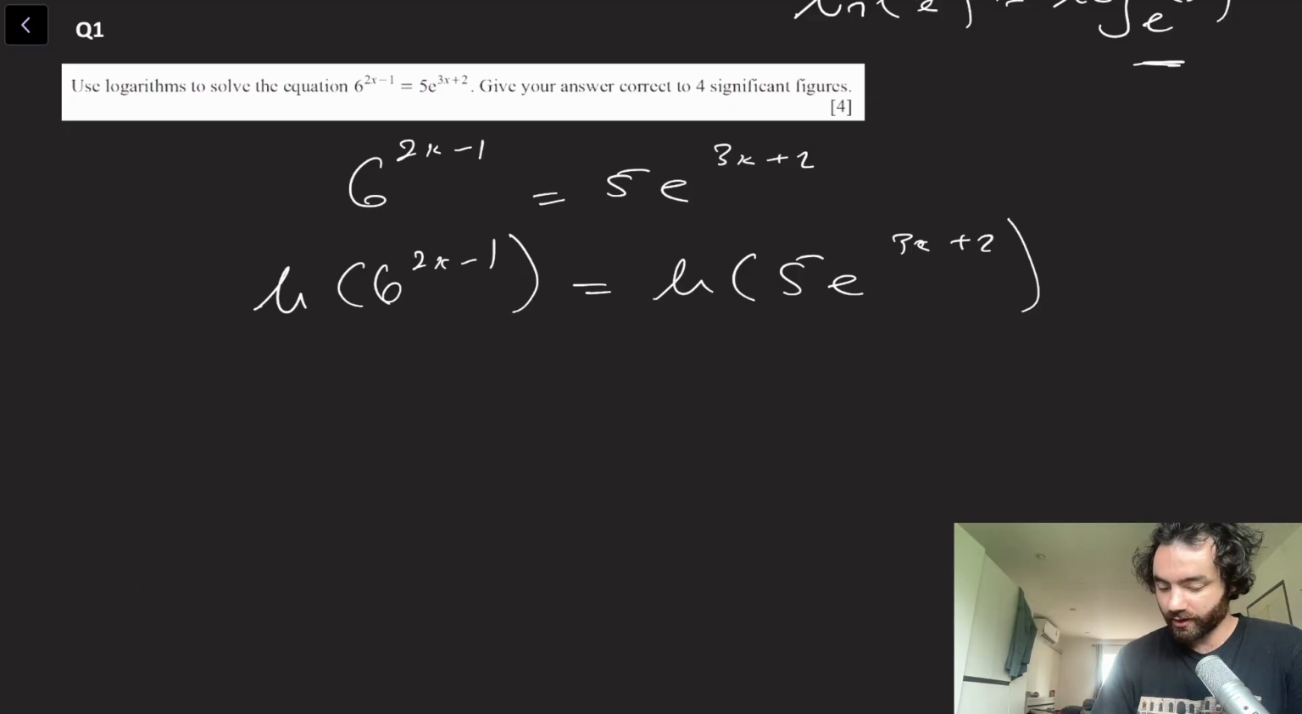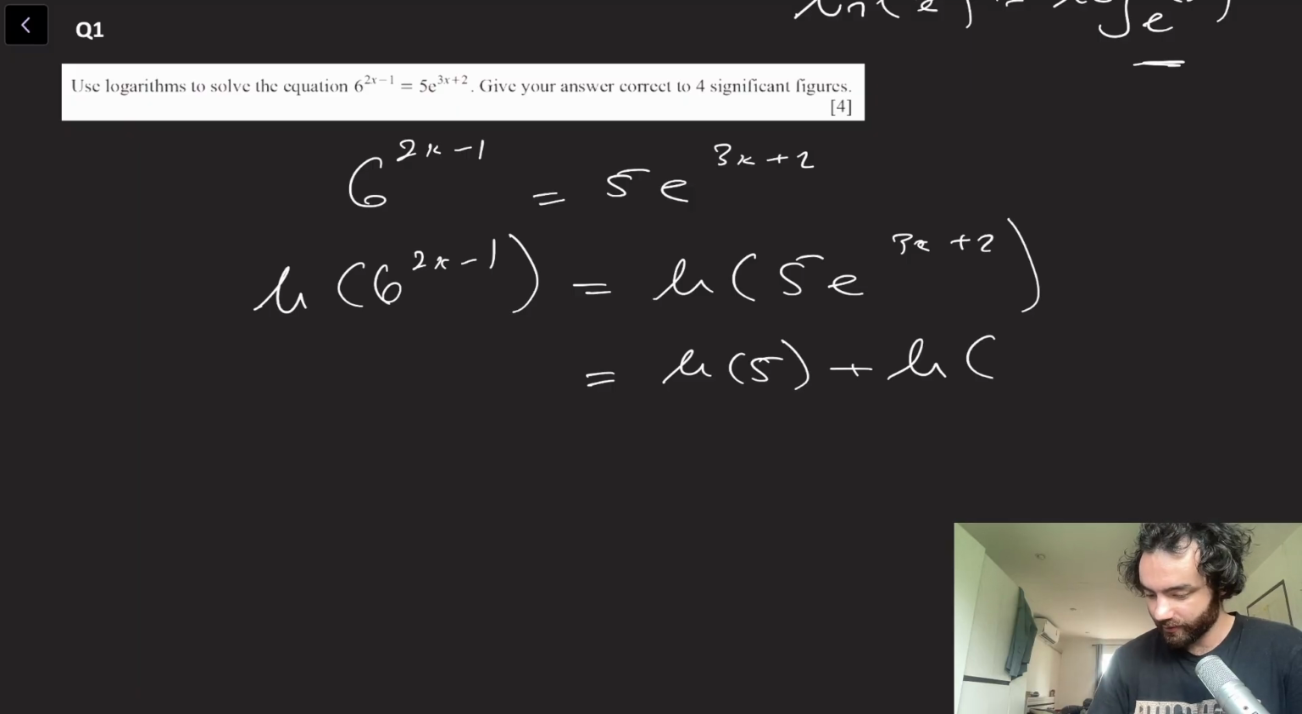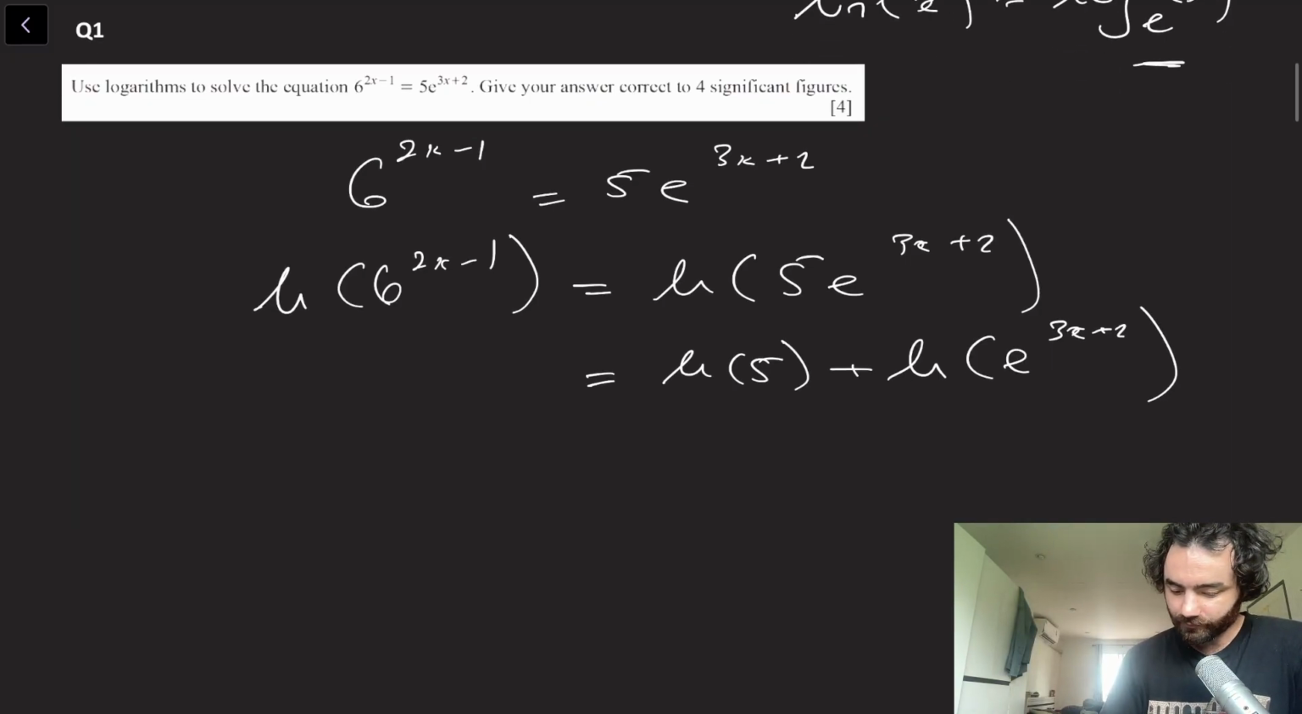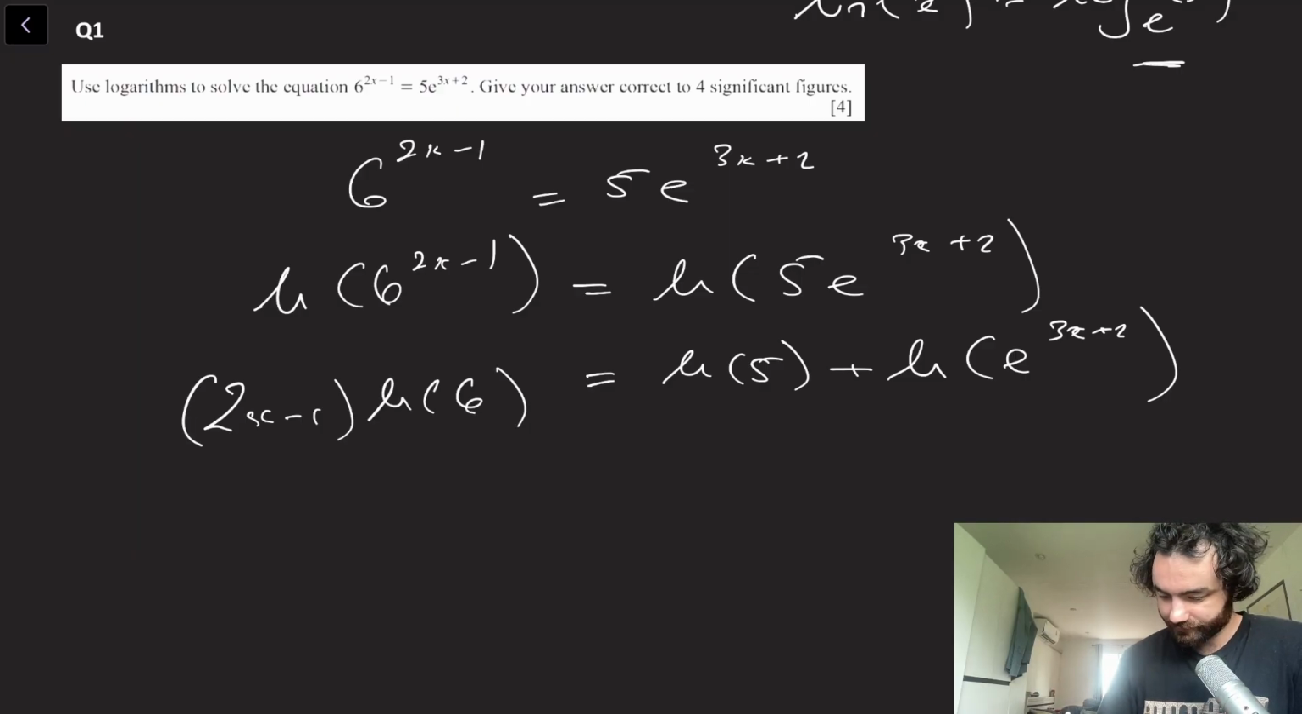So we can use the product rule here. This side will be ln of 5 plus ln of e^(3x+2), from that product rule on the theory sheet. Those three rules: the product rule, the quotient rule, so when you're multiplying two things in a log, when you're dividing two things in a log, and then the power rule, when you have a power in the log, which we'll use here. With the power rule, you can just drop this exponent down. You get (2x minus 1) times ln of 6.